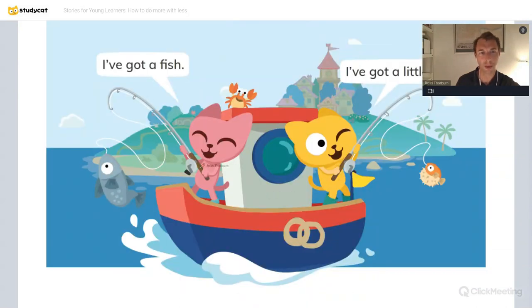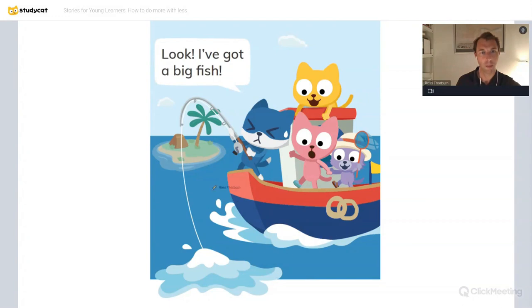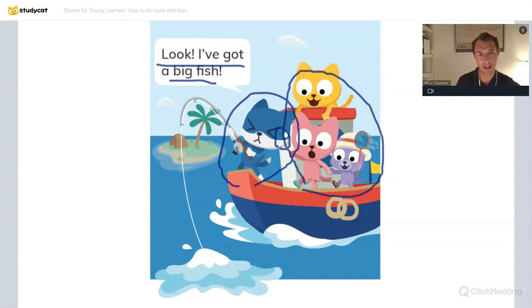And here they are on a boat. So here's Ali. There's the crab. And Ali says, I've got a fish. And there's Ali's fish. And Studycat says, I've got a little fish. So tiny little fish here. Okay. But now here's Tom, and Tom says, oh, look at him sweating. He says, look, I've got a big fish. And look at the expressions here. Ali looks so shocked, doesn't she? Looks so surprised.